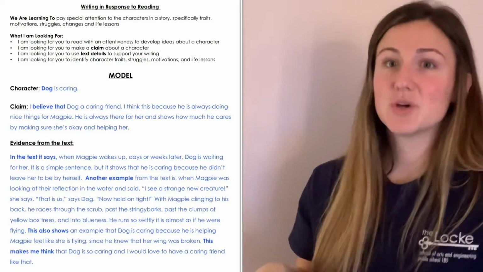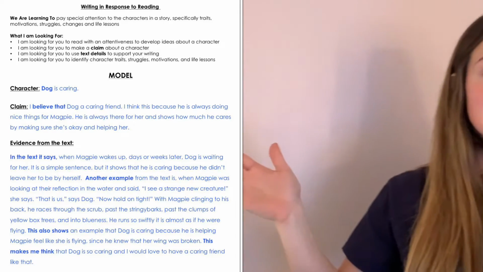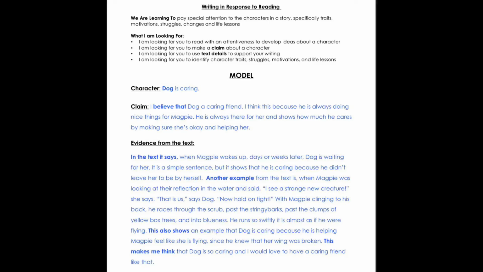So what we're going to do is take a look at this model here, where it's showing that our claim is Dog is caring. And I'm going to start by saying that I believe that Dog is a caring friend. I think this because he is always doing nice things for Magpie. He's always there for her. He shows how much he cares for her by making sure she's okay and helping her. So it's kind of just how I would explain it in my own words.